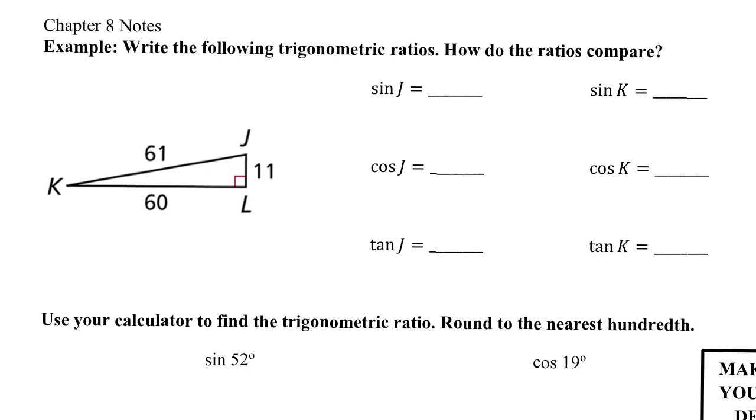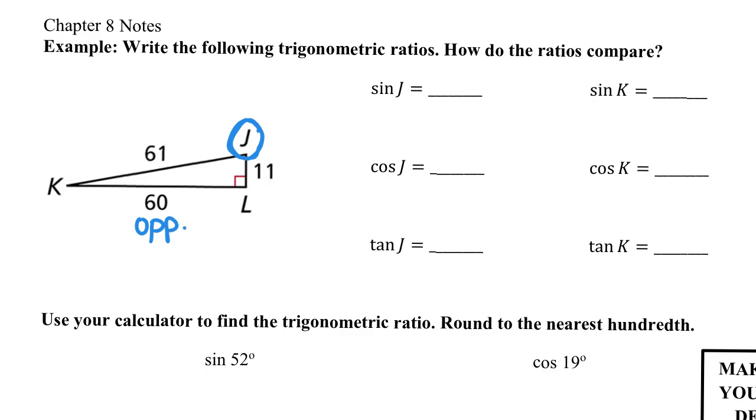All right, so now we want to go ahead and figure out these trig ratios. And then we're going to compare them. So what I always like to do is first circle the angle that I'm working with. For these first three on the left, we're working with angle J. So I'm going to circle my angle J, and let's label our opposite, adjacent, and hypotenuse. The side that is opposite of J is going to be 60.